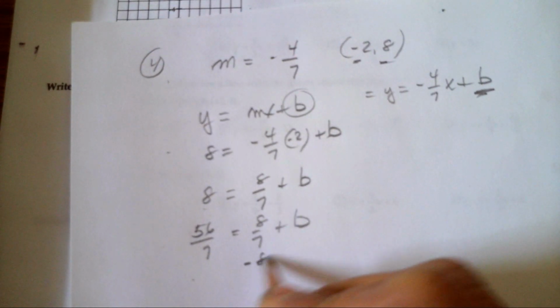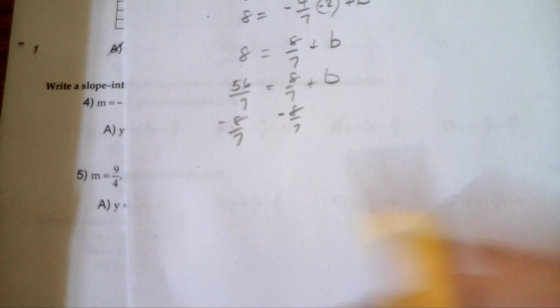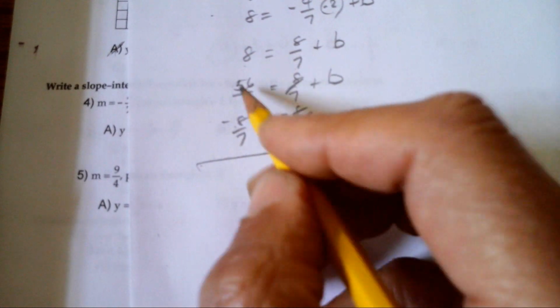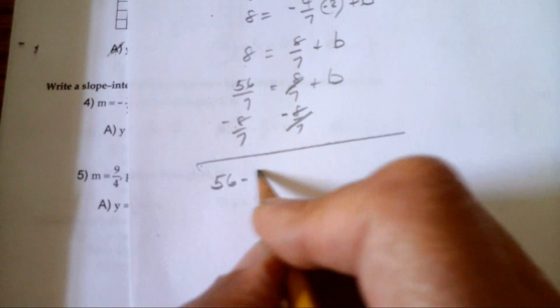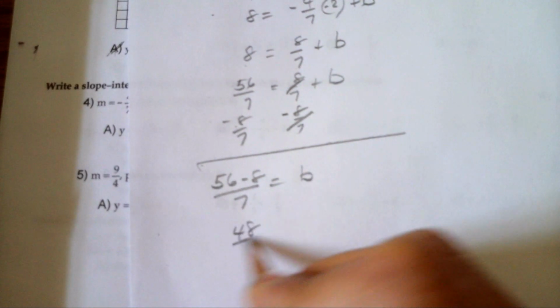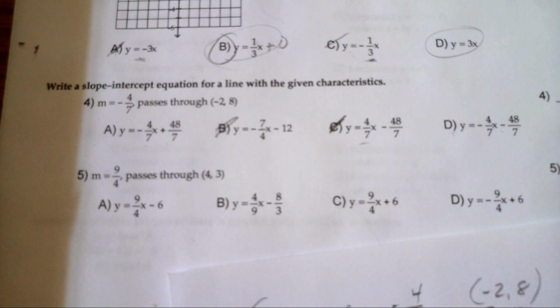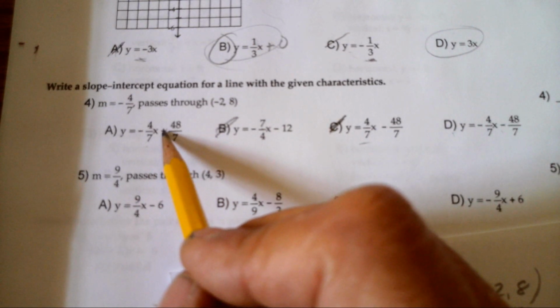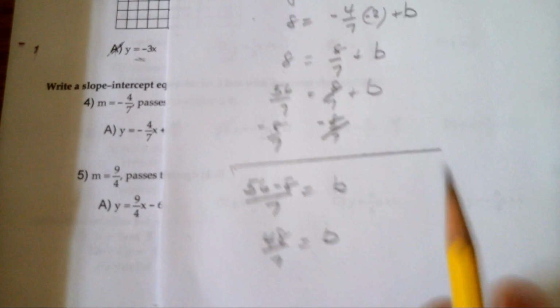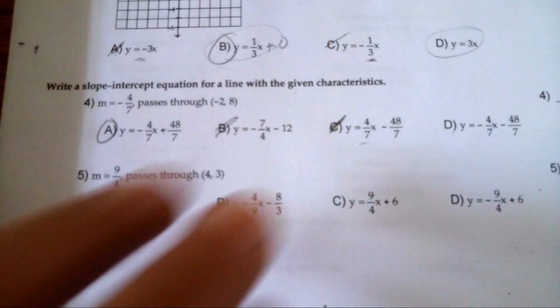Now if I subtract 8/7 on both sides, these guys cancel out. So this is 56 minus 8 all over 7 equal to b. So what is that? 48/7 equal to b. So there's my b value, 48/7, and it's a positive. So there it is right there, positive 48/7. The letter A. Let me do some housekeeping here.